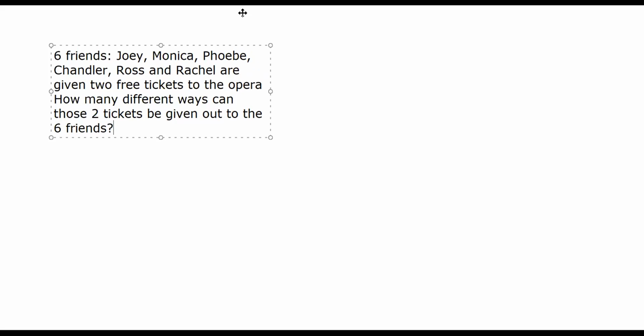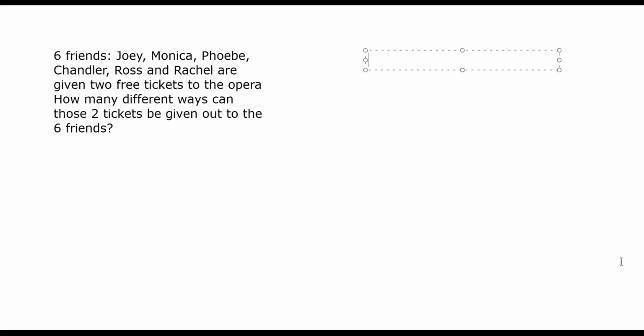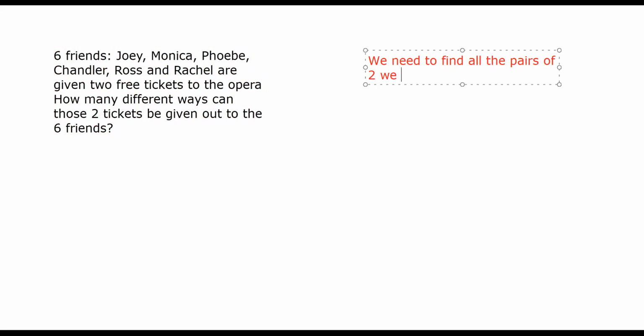So using the Polya method, there's a couple things we need to do. We need to find all the pairs of 2 we can make from a group of 6. In fact, that's going to be a really important concept whenever we get to chapter 11 in this course. In chapter 12, it's very heavily involved with probability. But we're not going to do it using any of those methods. We need to find all the pairs of 2 we can make from a group of 6.